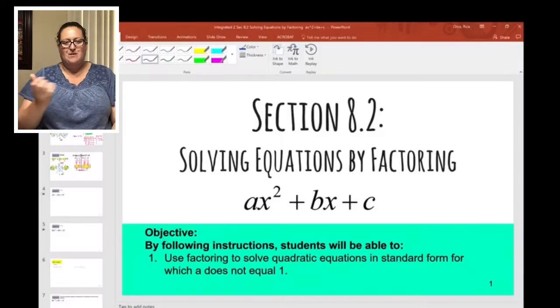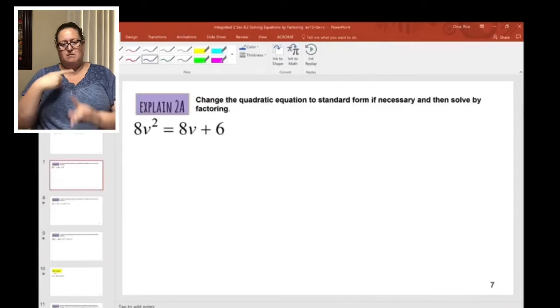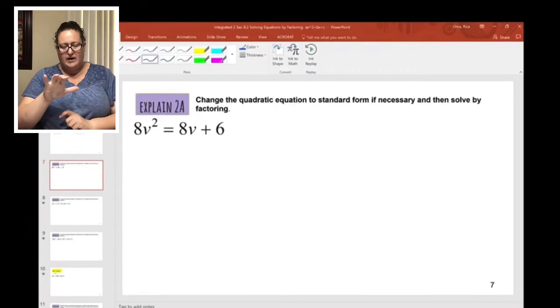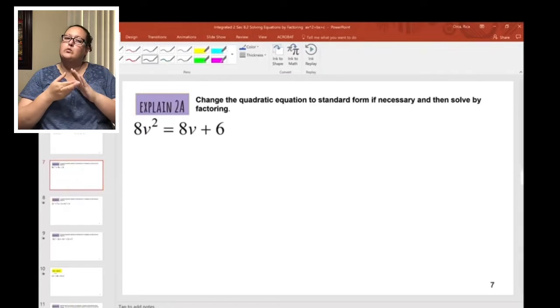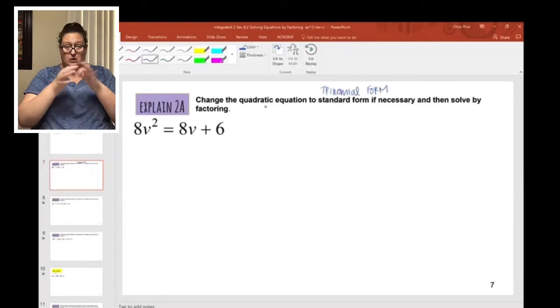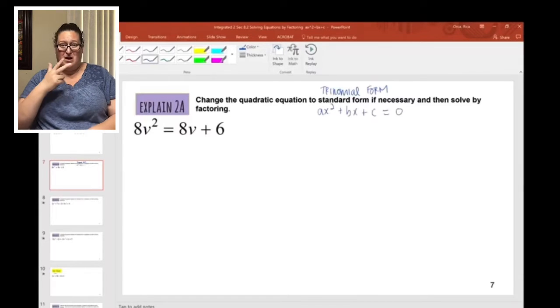Welcome back, class, to section 8.2, solving equations by factoring ax squared plus bx plus c. Here's Explain 2a. Change the quadratic equation to standard form, if necessary, and then solve by factoring. Just a few reminders, standard form is the same thing as trinomial form. So the equation needs to be in trinomial form, which is ax squared plus bx plus c, and we want to take that and set it equal to 0.